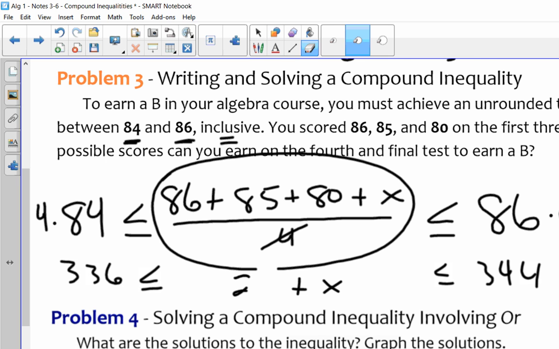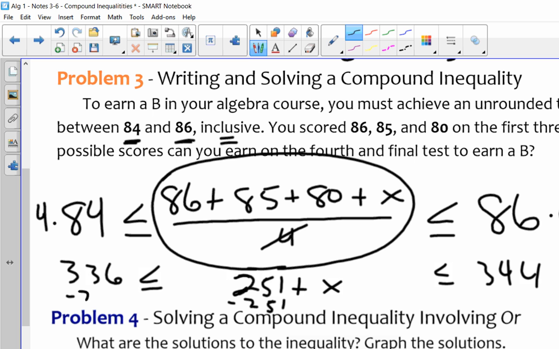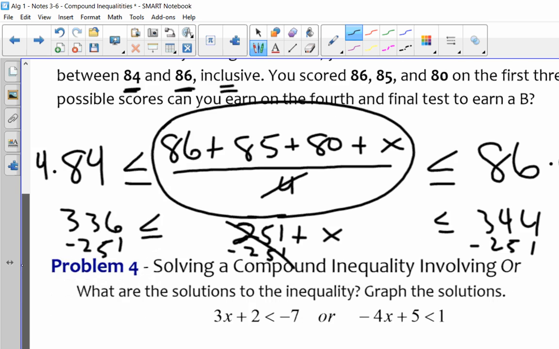Okay. Let me just triple check my math. Yeah, that's right. Okay. And now what you can do is I'm going to solve this for x. So I'm going to get kind of like the last question. I'm going to go ahead and subtract 251 from all 3 sides. Okay. So a little bit different. All it does is really make the middle go away, but then it gives me some values on each end.